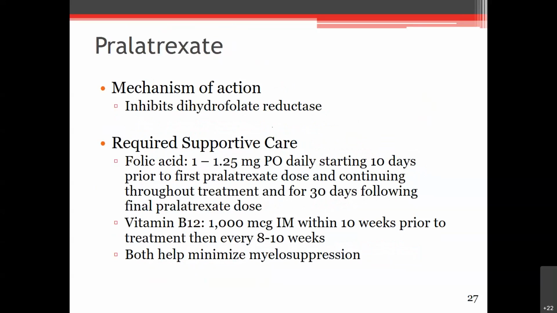Next, we have pralatrexate, which is not a drug we see frequently, but it can be used in peripheral T-cell lymphoma. So this medication inhibits dihydrofolate reductase, and you'll see that it has fairly similar supportive care in terms of that vitamin supplementation that we talked about with pemetrexed. So these patients are also going to be on folic acid as well as vitamin B12 in order to minimize myelosuppression.